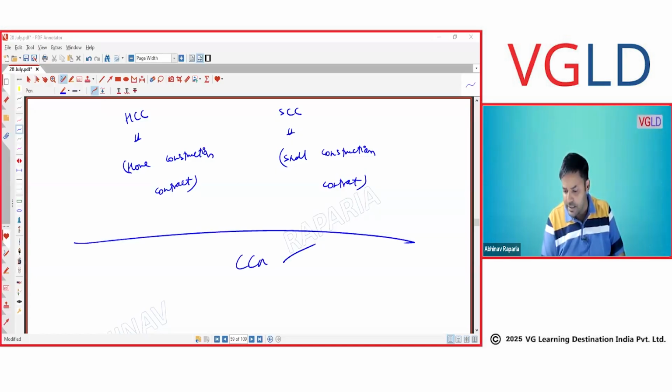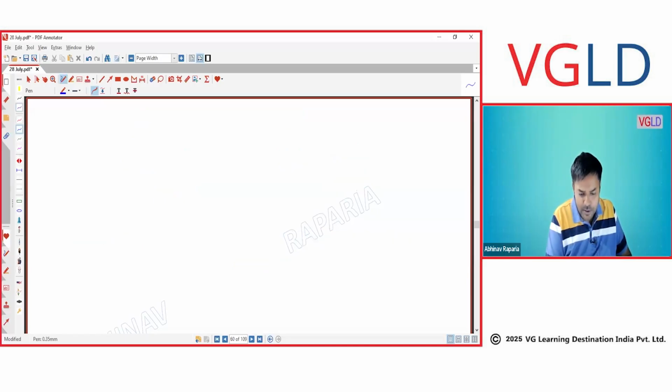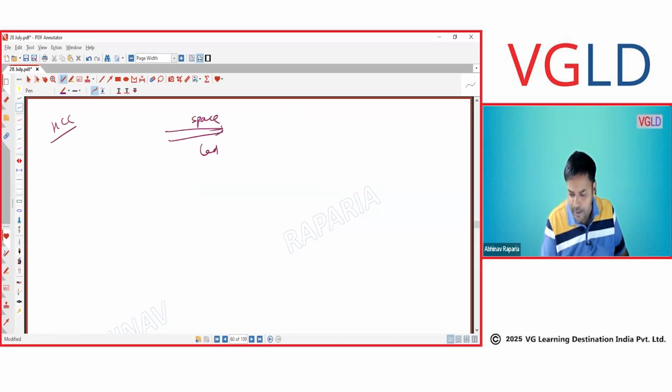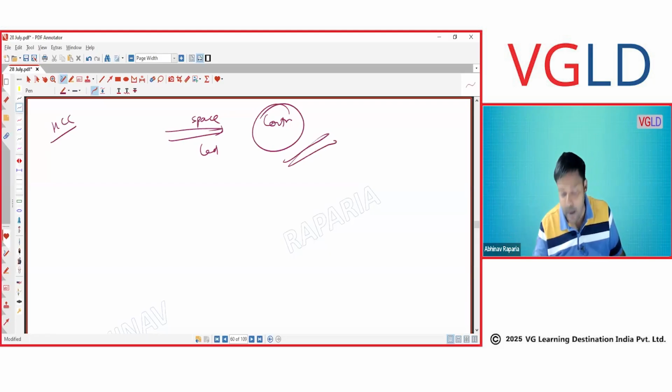First, let's see HCC. HCC is the home construction contract. So basically what happens, guys, you are giving your space, maybe your land, to a contractor. And you have given your specification to the contractor: I want this and this. I want a terrace. I want a terrace garden. I want a balcony after every room. I want a garden also, whatever. You have given your specification, right? And as per your customization, the contractor is making the house for you. That is known as HCC.